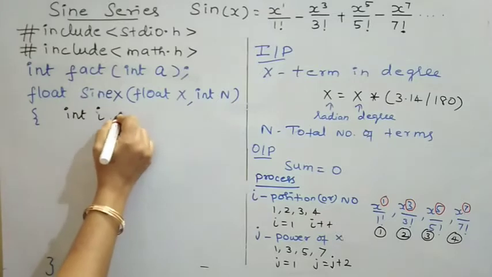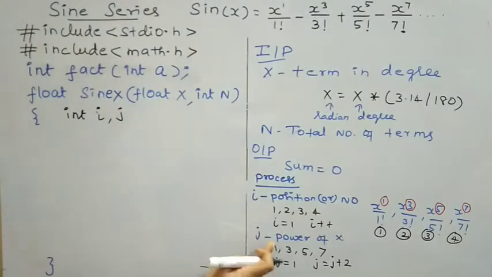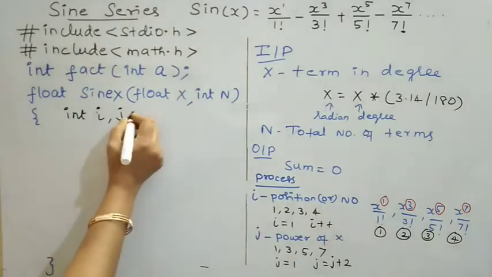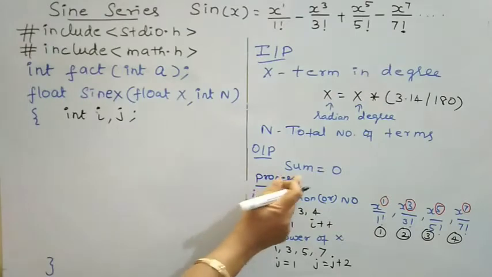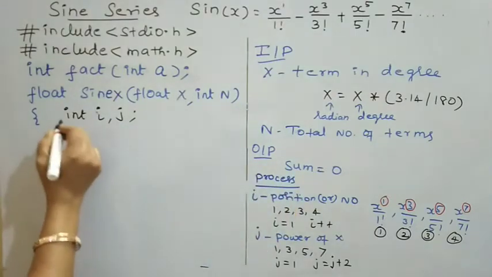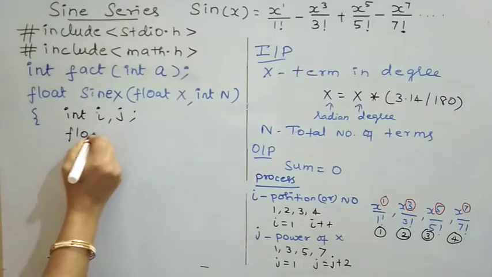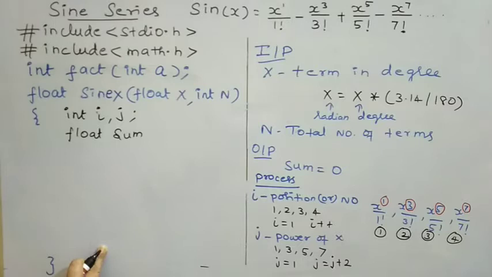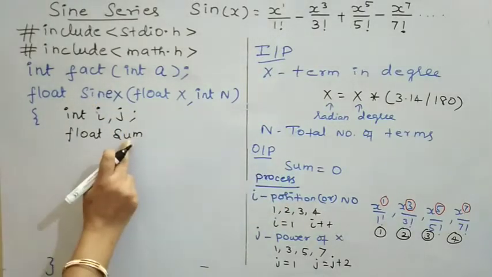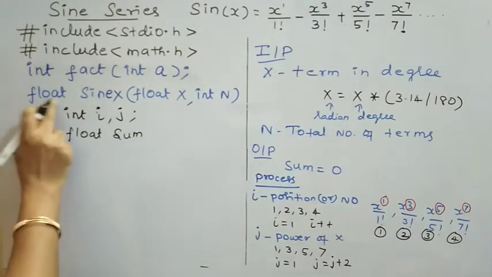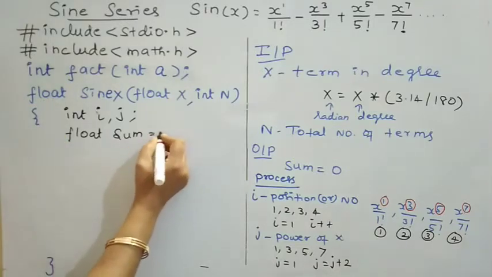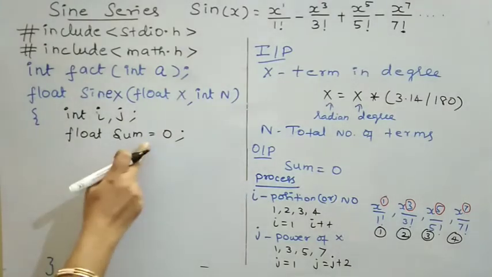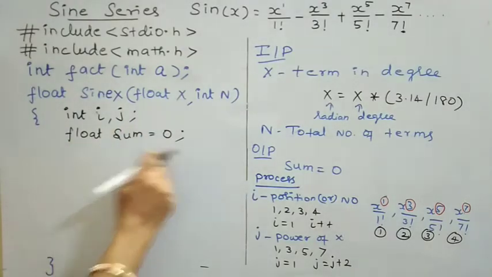Int i and j. i and j are going to hold integer values, so the data type is integer. And then I am going to declare this sum output variable as a local variable here, float sum. Sum is my output variable which I am going to compute inside my function sin x. The data type of sum is float, since it is returning a float value. Initially the value of sum is 0. If I assign integer 0 to this sum, it will initialize sum as 0.0.